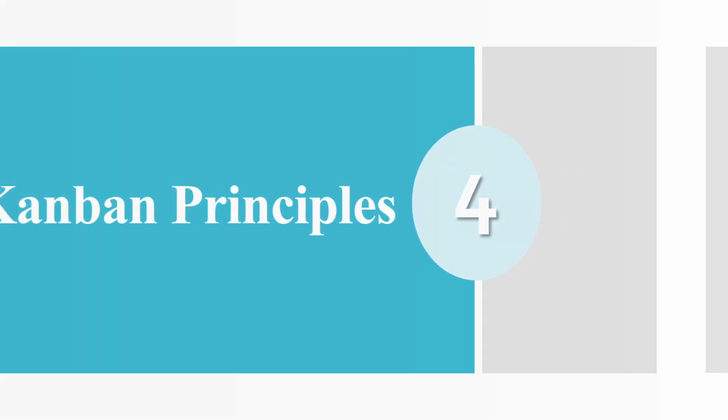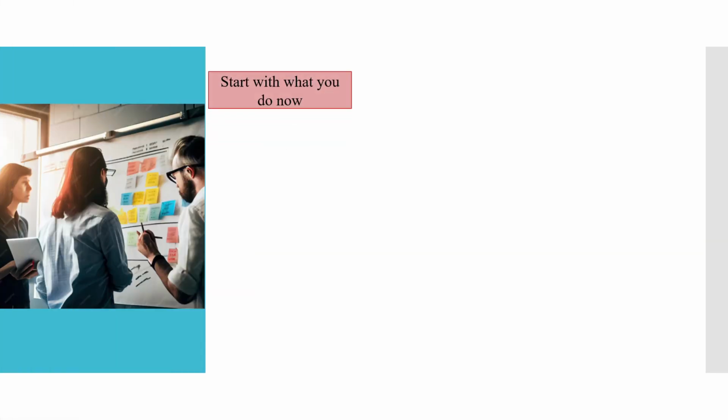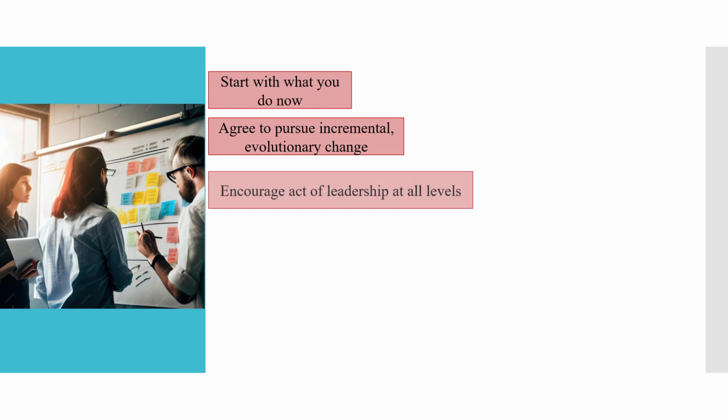Then what are the Kanban principles? To talk about Kanban principles, first they start with what you do now. Whatever you are doing currently, you have to start with that only, the Kanban. Agree to pursue incremental evolutionary change. You should own that you will pursue some incremental and evolutionary change. See, Kanban is all about change. So you should have that attitude that I have to change something. I have to go for incremental change in our organization.